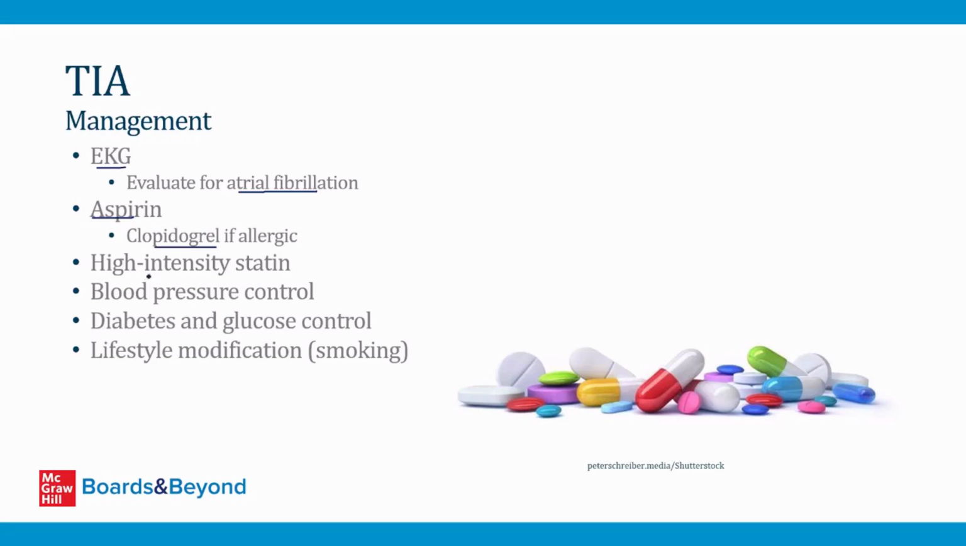And then beyond these things, these patients get a high-intensity statin, just like patients with stroke. There's often hypertension present in patients who have TIAs, so you want to control the blood pressure with antihypertensives. If they have any evidence of diabetes or hyperglycemia, that needs to be controlled. And then finally, lifestyle modification is important, especially smoking cessation. But beyond this, dietary guidelines and exercise, all these things are really important in patients who had a TIA so that they don't go on to develop a stroke and permanent neurologic dysfunction. And that concludes our module on treatment of TIA and stroke.